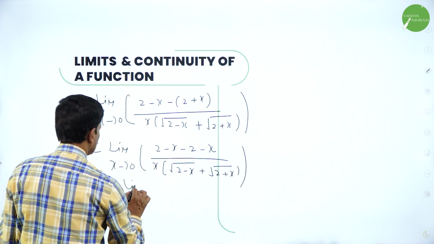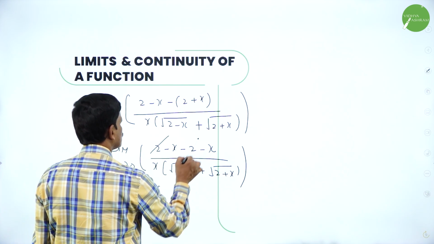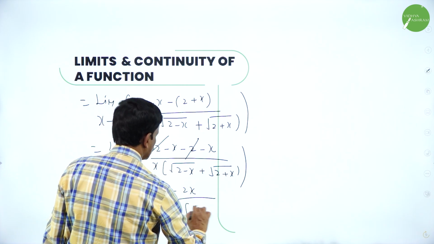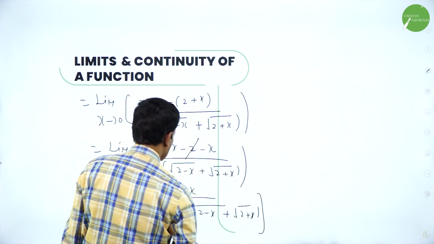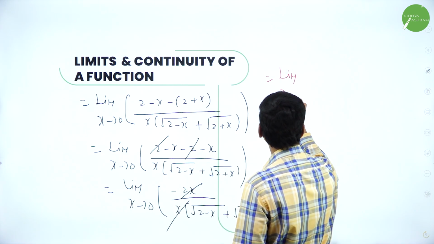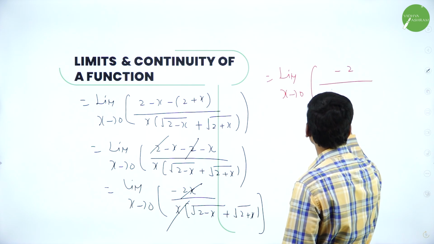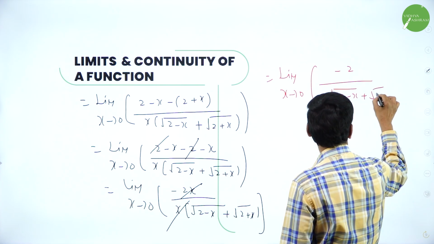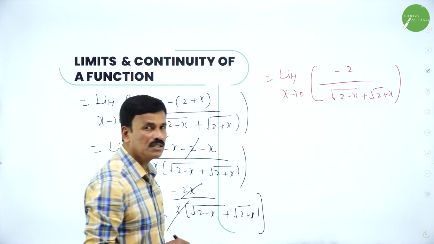Now cancel the terms which get cancelled. Plus 2 minus 2 gets cancelled, minus x minus x is minus 2x, divided by x into the denominator root of 2 minus x plus root of 2 plus x. Now this x and x get cancelled. What is left over is limit x tends to 0 of, in the numerator minus 2, divided by, in the denominator, root of 2 minus x plus root of 2 plus x.